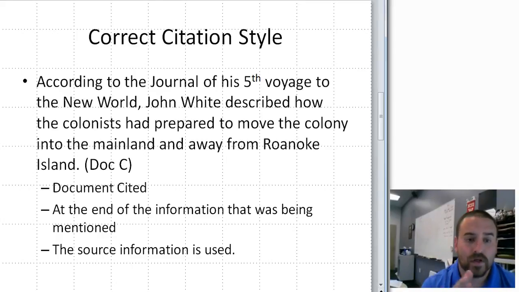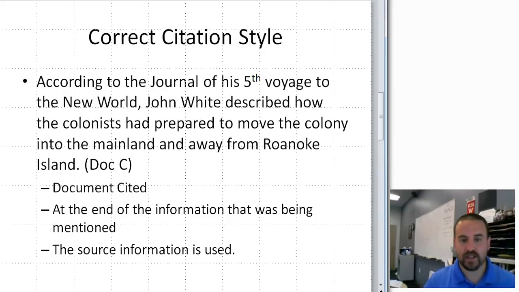Alright, so correct citation style. What you're always going to see with somebody who's cited correctly is that the document is cited at the end of the information that was being mentioned or pulled from the source. It doesn't have to be after every single sentence where you're mentioning the source. It needs to be at the end of it. So if you have three sentences and they're all talking about the same source, you don't need to put a citation behind each of those sentences, just behind the last one that is dedicated to that source.